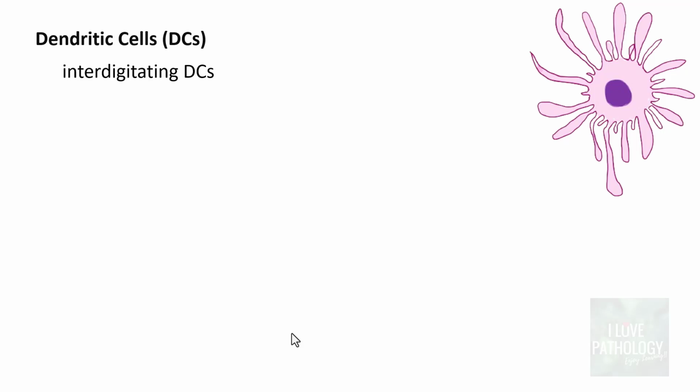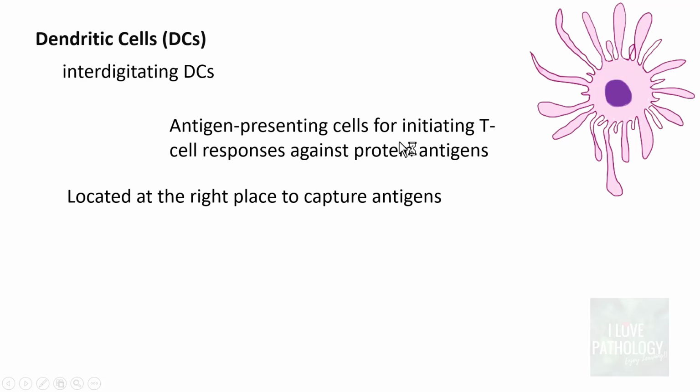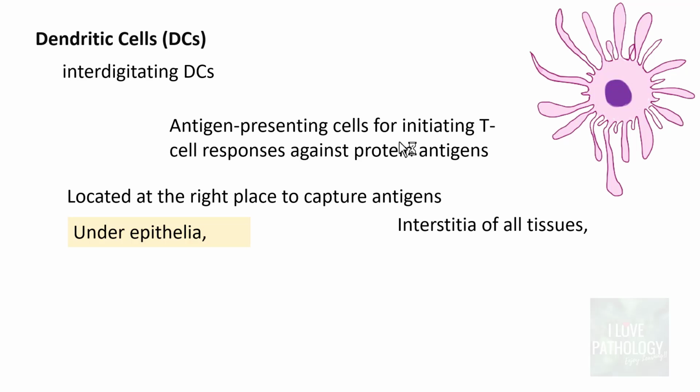Let's move on to understand the dendritic cells. These are also referred to as interdigitating dendritic cells or interdigitating cells. These cells have a lot of elongated cytoplasmic processes. These are the antigen presenting cells for initiating T cell responses against various protein antigens. They are located at the right place to capture these antigens. What is that right place? First one being under the epithelia, which is the most common site of entry of microbes and foreign antigens, right?